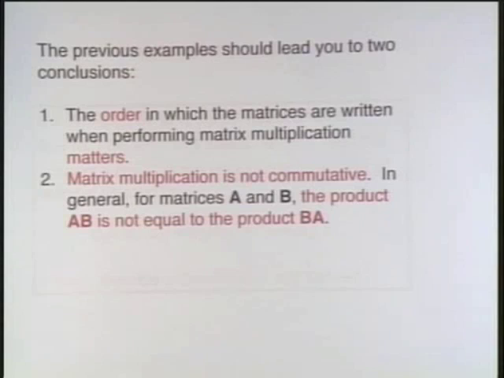The previous examples should lead you to 2 conclusions. The order in which the matrices are written when performing matrix multiplication matters, and matrix multiplication is not commutative. In general, for matrices A and B, the product A times B is not equal to the product B times A.